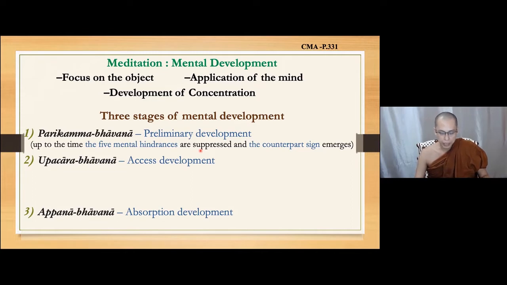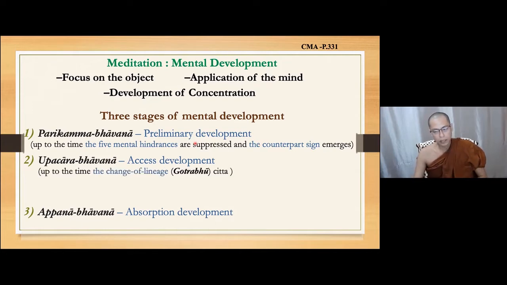emerges. So from the beginning of the meditation practice, focusing on the object again and again, and trying to apply the mind onto the object alone, not running around here and there, just focusing on the object, concentration is developed. Starting from the beginning of the focus on the object, one's mind becomes concentrated, up to the level where the 5 mental hindrances, Kamachanda, Vyapada, etc., are suppressed. As a result of the suppression of the 5 mental hindrances, the counterpart sign arises by the power of concentration. Up to that level, that is called the primary development.